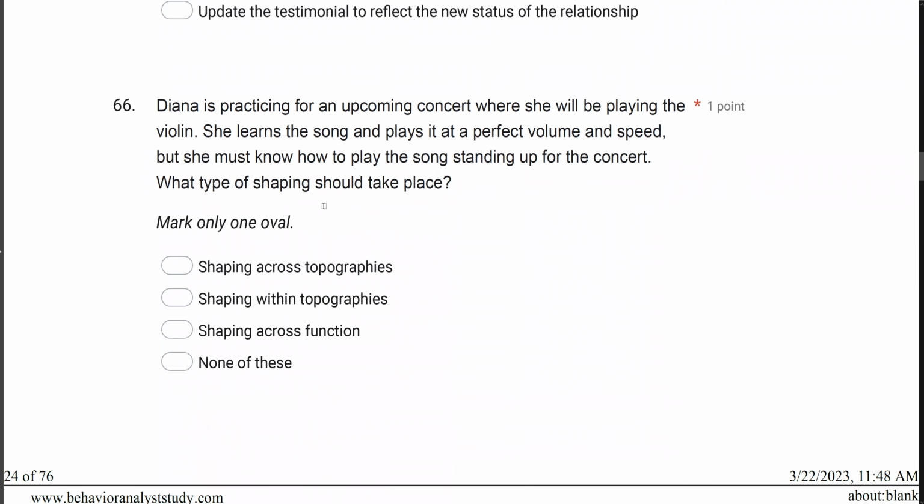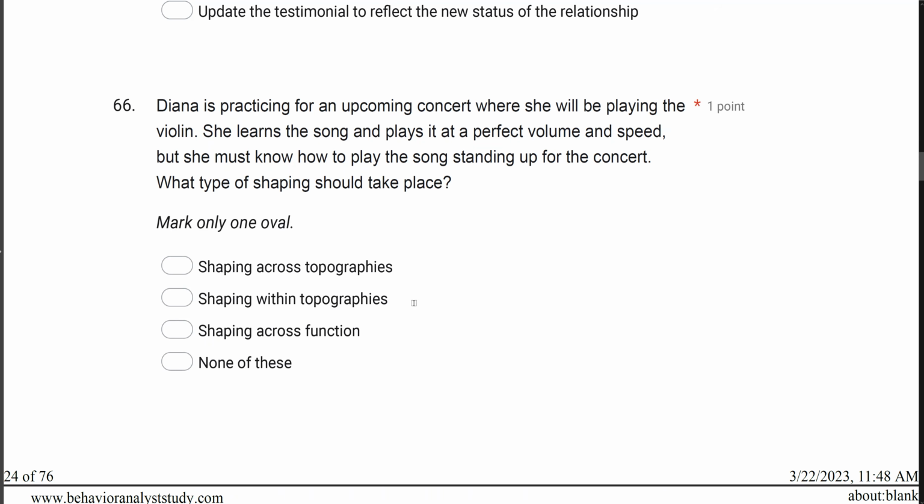66. Diana is practicing for an upcoming concert where she will be playing the violin. She learns a song and plays it at a perfect volume and speed, but she must know how to play the song standing up for the concert. What type of shaping should take place? Let's think about two main types of shaping, because we're clearly not changing the function, right? Shaping across topographies and shaping within.